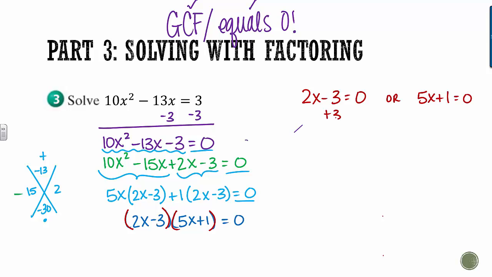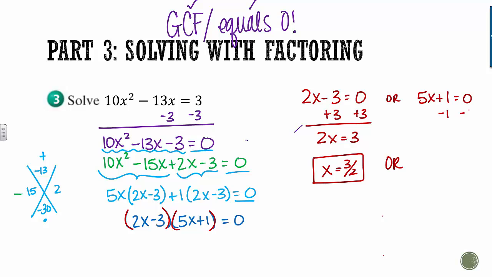So when we go to solve this one, we end up with 2x equals 3, and if we divide both sides by 2, 3/2 is one of our answers, or do some subtracting over here, and then divide again. Negative 1/5 works as well. So those are the two solutions. And remember, when we get to graphing, these are also the x-intercepts. It crosses the x-axis when x equals 3/2 and when it equals negative 1/5.